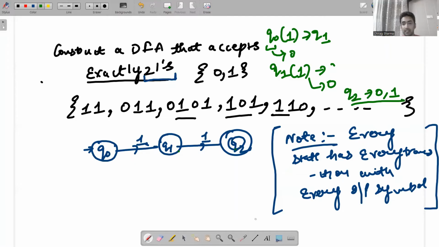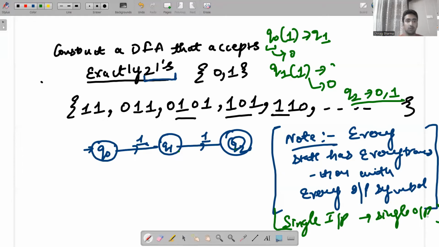Another important thing is that for a single input, you must have a single output only. You cannot have multiple outputs from a single input. That is the definition of DFA. So how are we going to go about that? Initially, Q0 has a transition with 1, it goes to Q1. Q1 has a transition with 1, it goes to Q2.